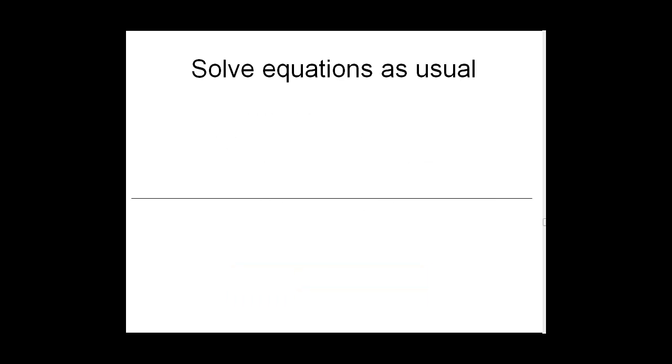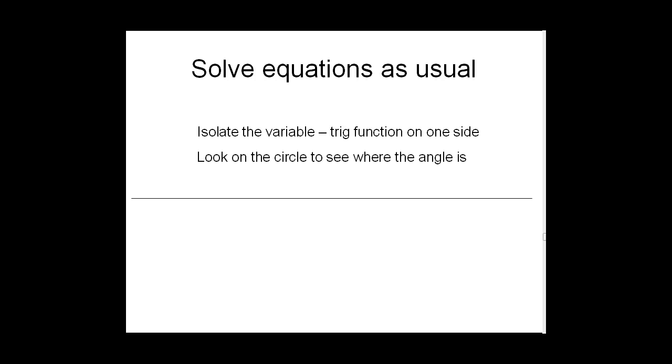Okay, when you're working with equations, you solve them all as you usually would. The first step is to isolate the variable. You go through all the steps as you always would. Start farthest away from the variable and move until you get there. You need to have the trig function on one of the sides.